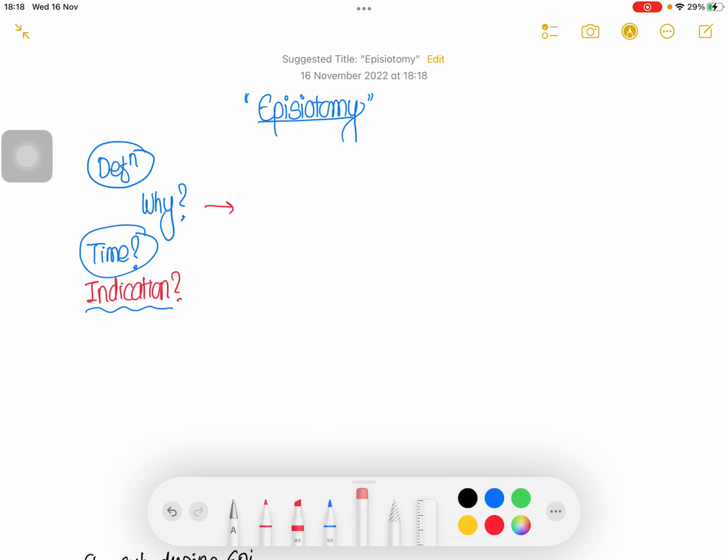So episiotomy is a surgically planned incision given in the posterior wall of the vagina to facilitate the delivery of the head of the fetus. So this is the definition of the episiotomy. Why the episiotomy is given is to widen the pathway, and to prevent the perineal tear or the rupture of the perineal membrane.